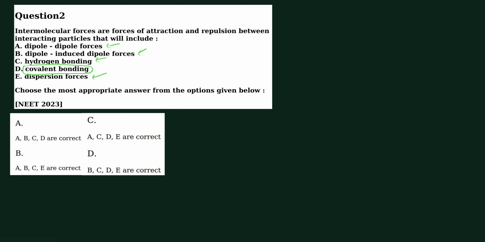So your answer, which one is matching here? It is A, B, C, E. So your option B is matching.